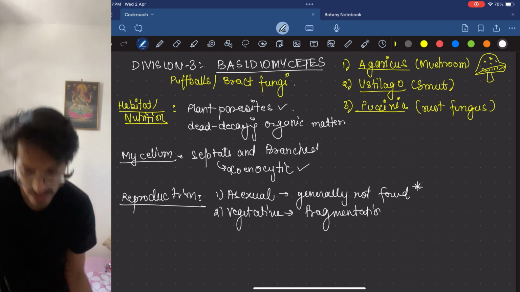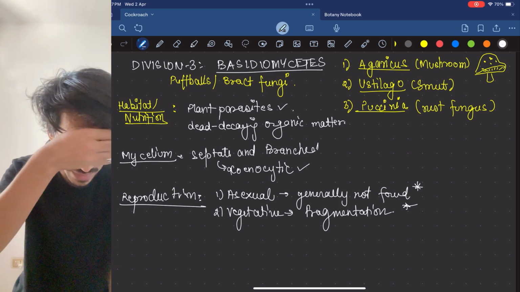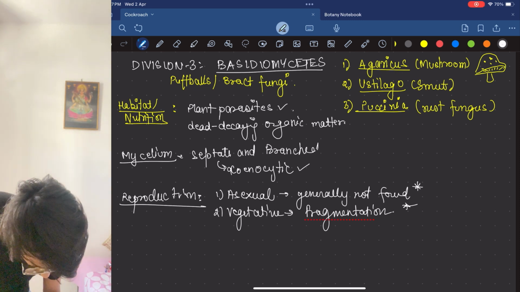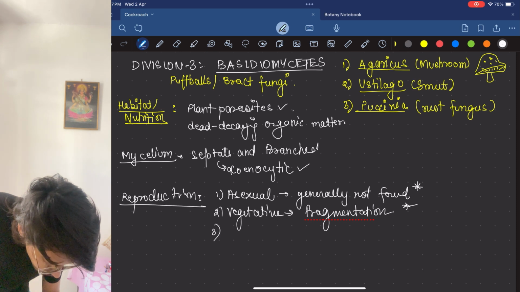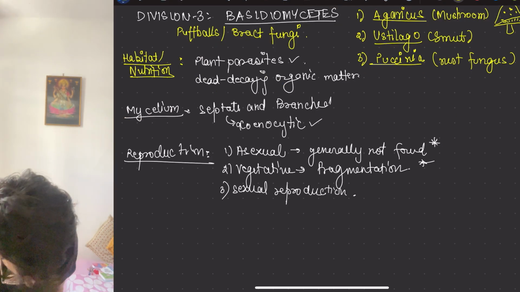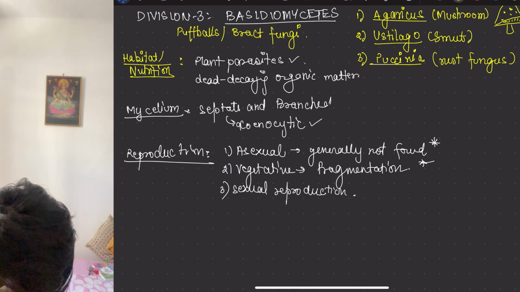This is very important. This you will see definitely in the basidiomycetes. Okay, then next comes what? There is sexual reproduction. So in sexual reproduction, what will happen? The first step would be what? Plasmogamy.